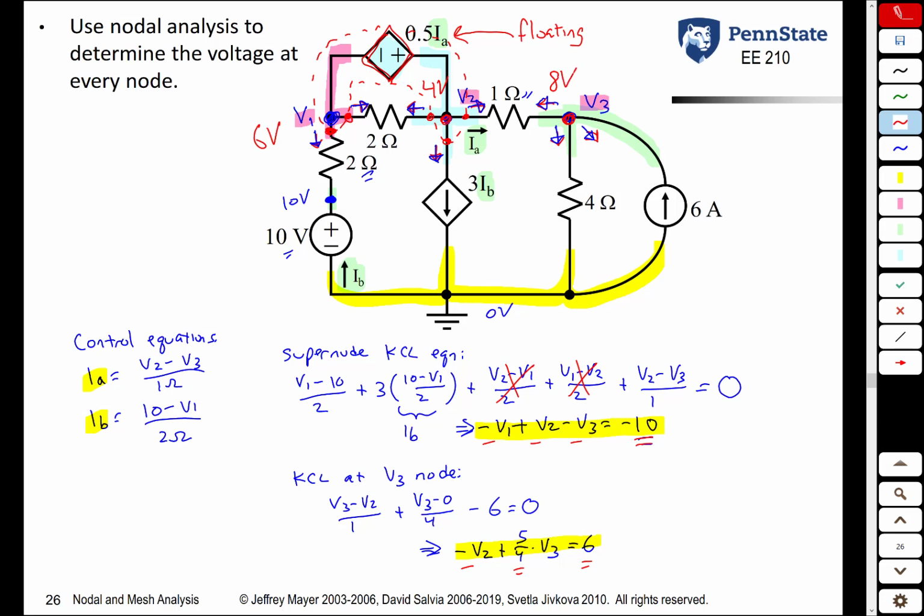Had we been asked to find something else, for example, the power delivered by the 10-volt source, we would now use these V1, V2, V3s to solve for IB using this equation here. Once you knew IB, which is the current through the 10-volt source, you could then find the power absorbed or delivered by the 10-volt source. So the bottom line is, once you know all the node voltages, you could then use things like Ohm's law and KCL to find anything else you're looking for in that circuit.